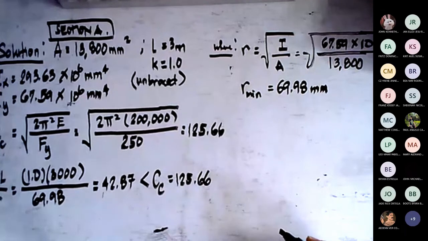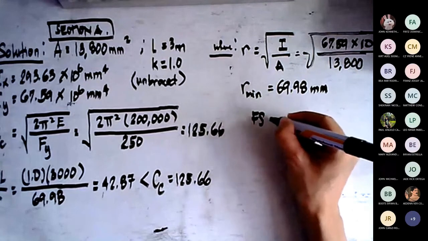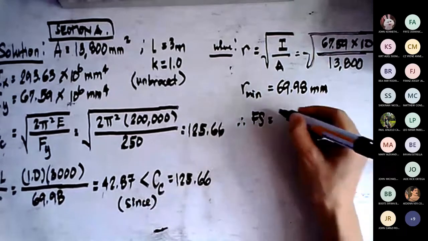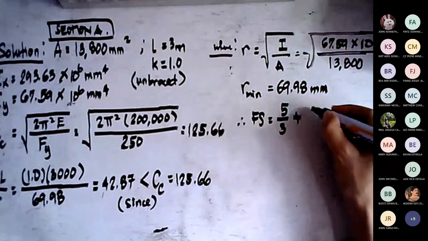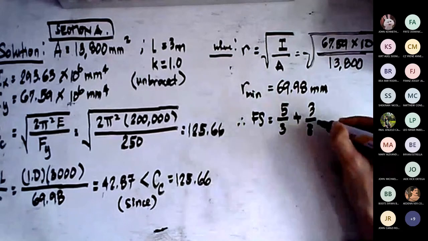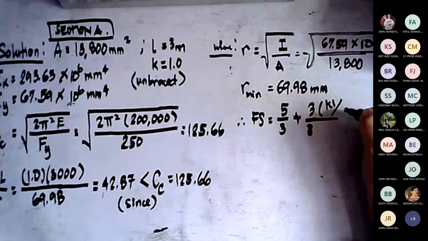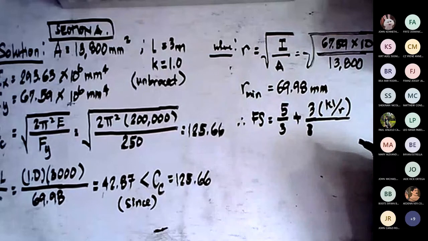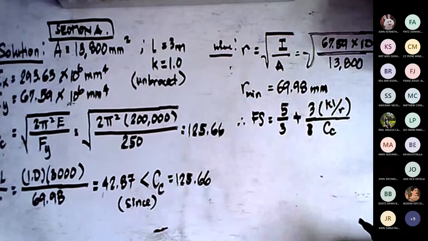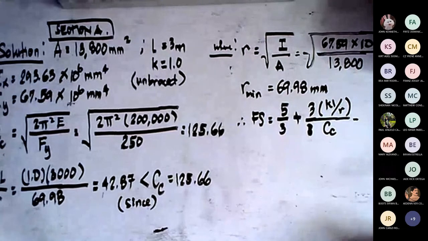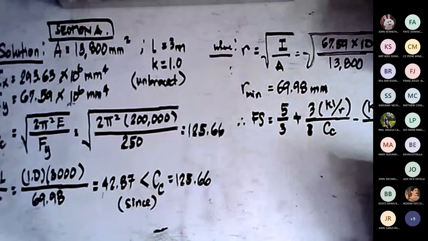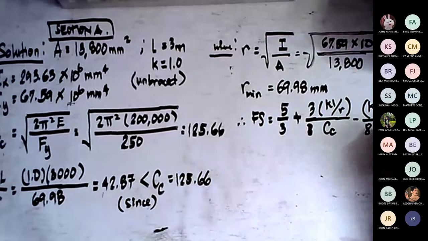then we are going to use the value for Fs, the factor of safety. Factor of safety is equals to, since you have this condition, the factor of safety that we are going to use is 5 over 3 plus 3 over 8 multiplied by KL over R. This is KL over R all over C sub C minus you have the value of KL over R cube all over 8 C sub C cube.